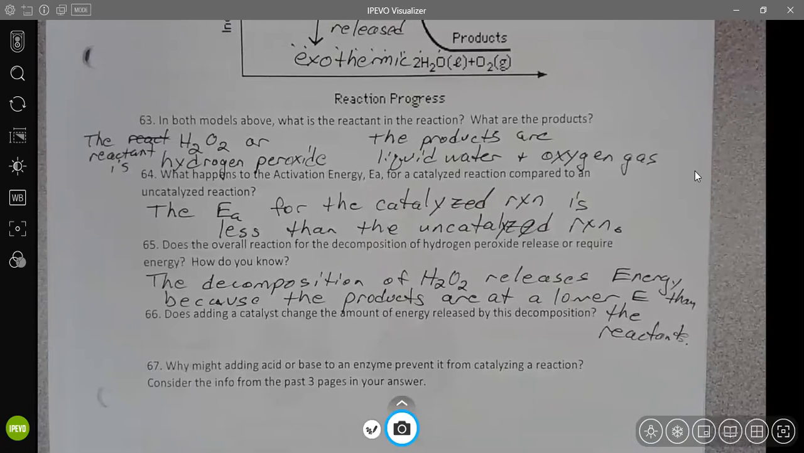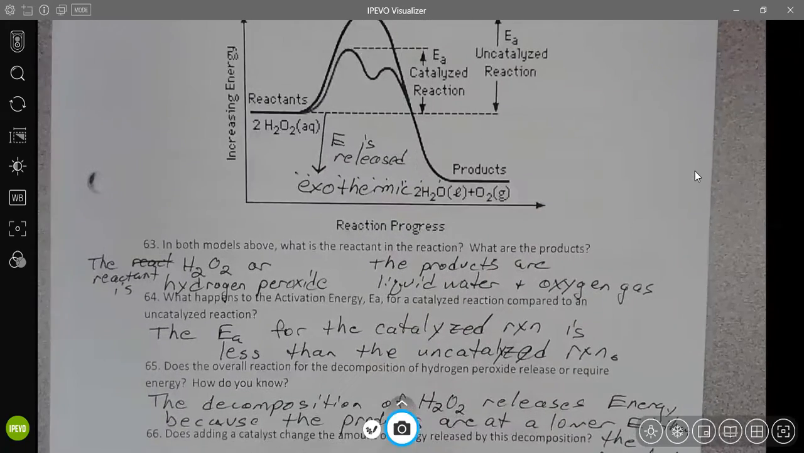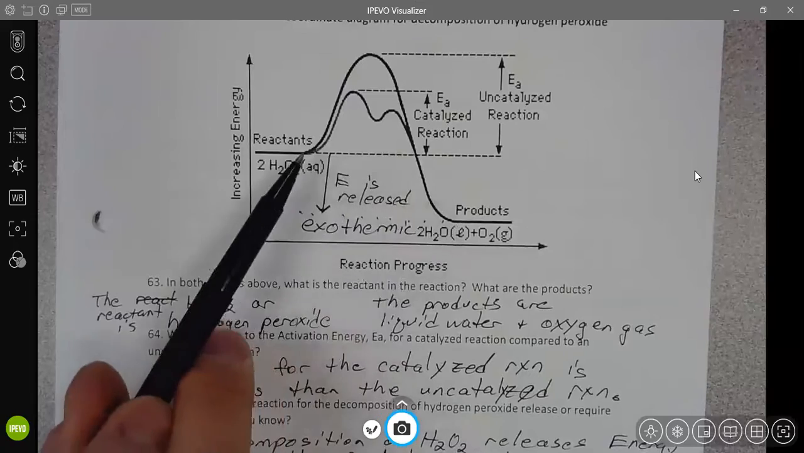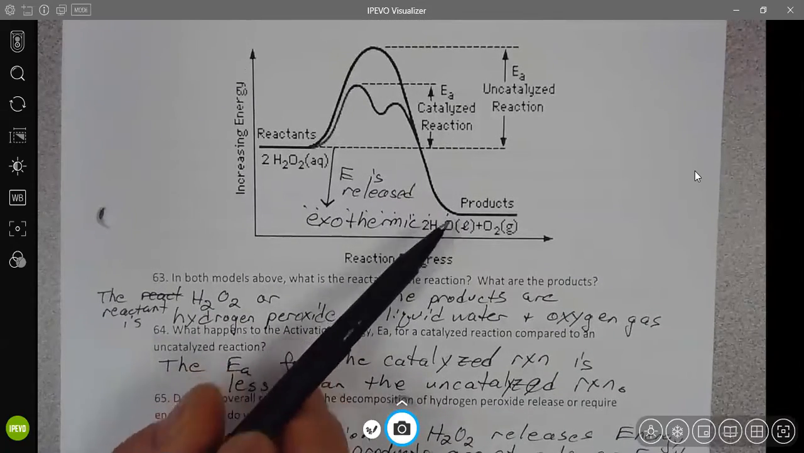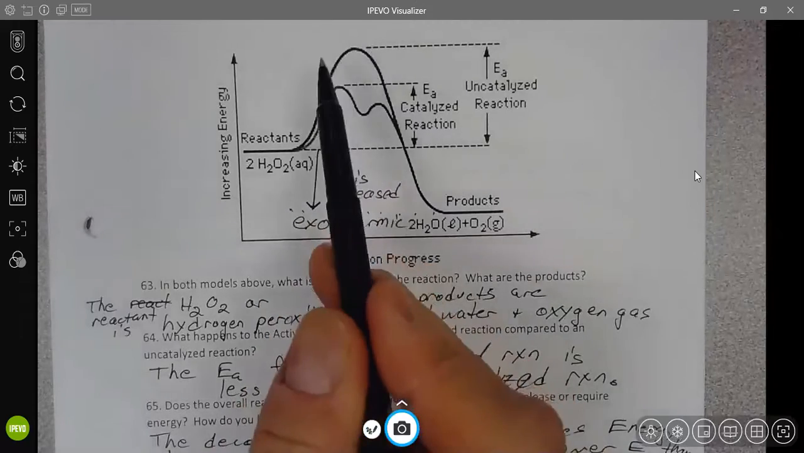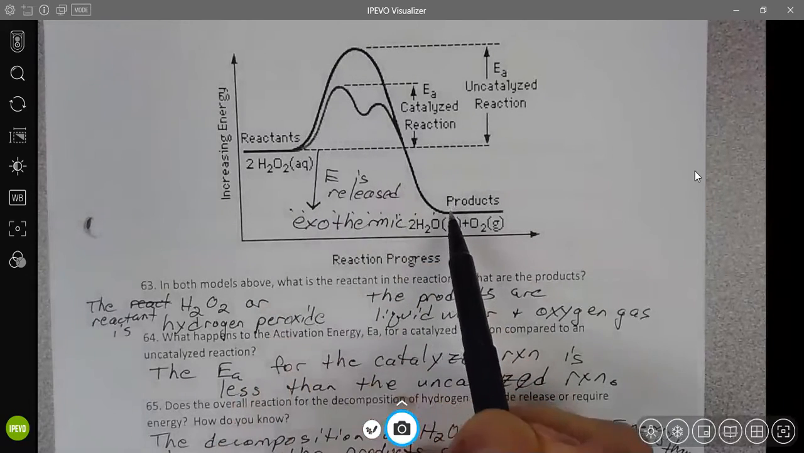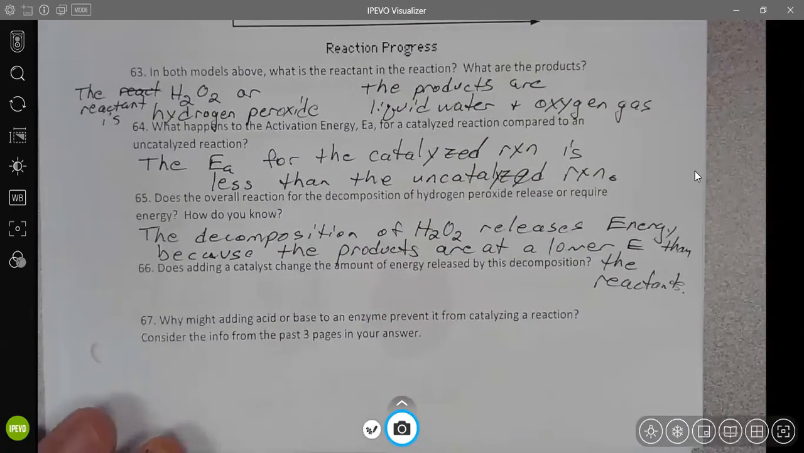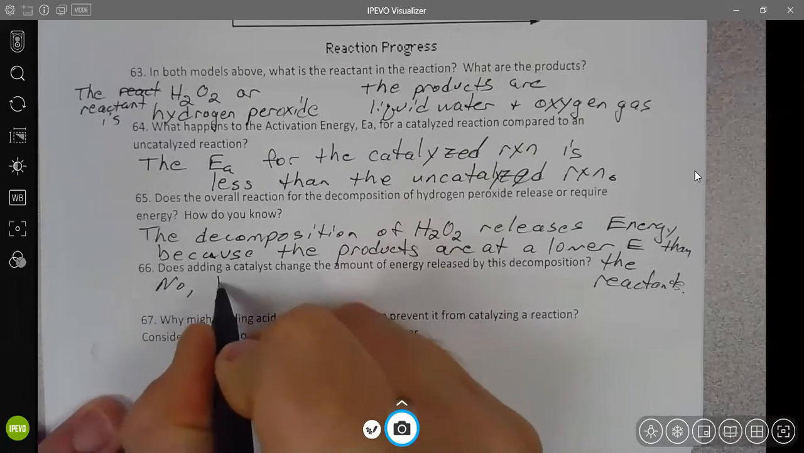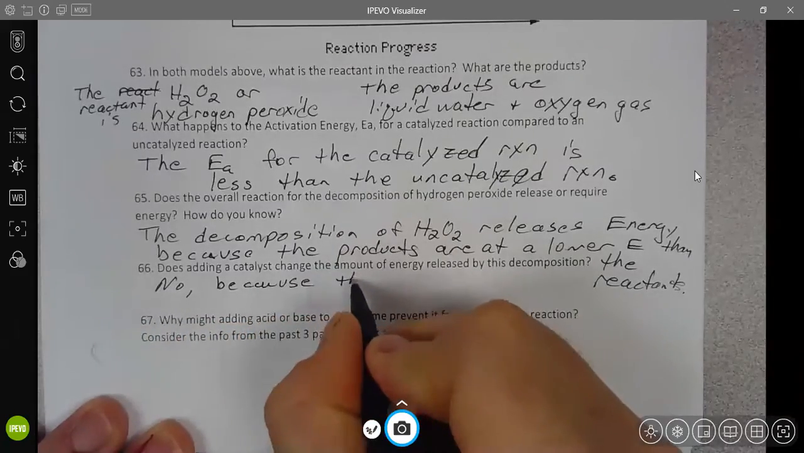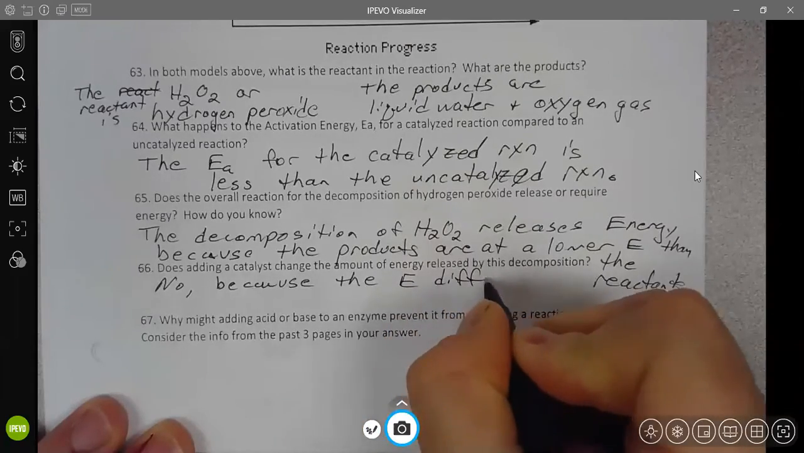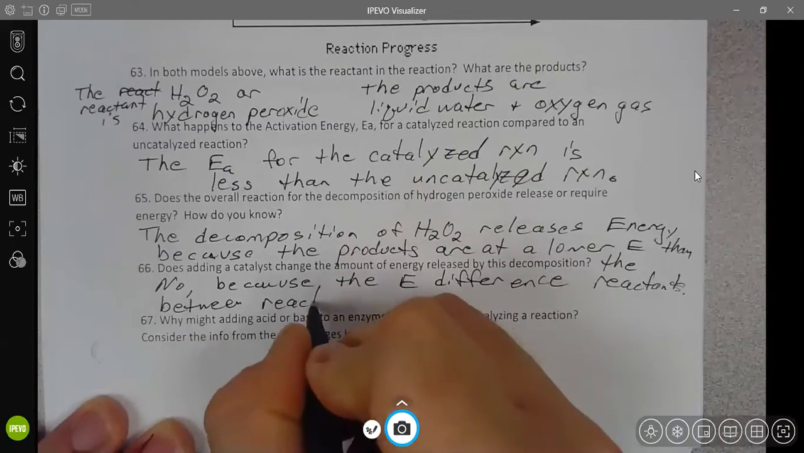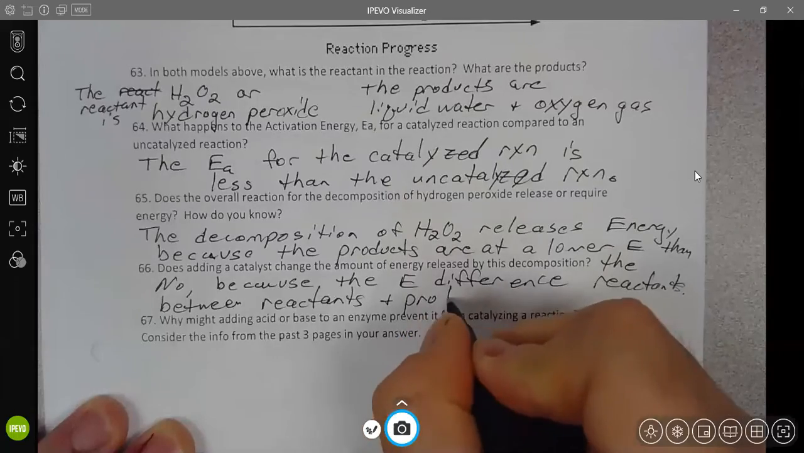And does adding a catalyst change the amount of energy released by this decomposition? What's the most important thing for seeing how much energy is released when you go from reactants to products? Well, it's just the difference between reactants and products. It doesn't matter what happens up here in this reaction. The difference between reactants and products in terms of energy will always be the same. So does adding a catalyst change the amount of energy released by this decomposition? No, because the energy difference between reactants and products does not change.